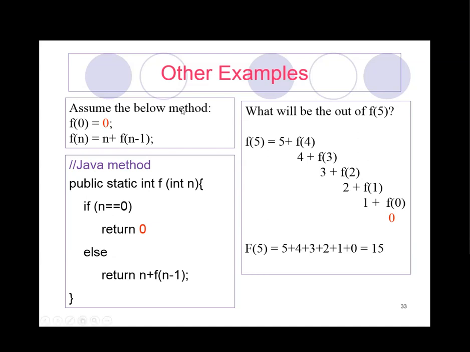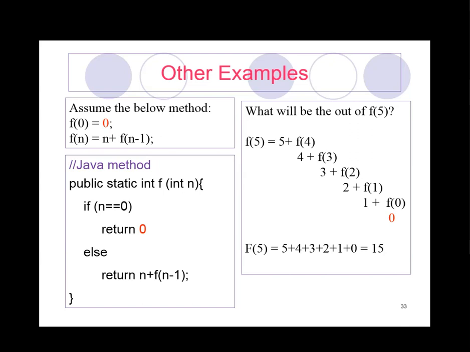Tamam. Now you have another example. Assume the below method: f of 0 is equal to 0, and f of n is equal to n plus f of n minus 1. So where is the termination point? Where is the base point, ya jama'a? The termination point will be when n is equal to 0. I'm going to return 0.